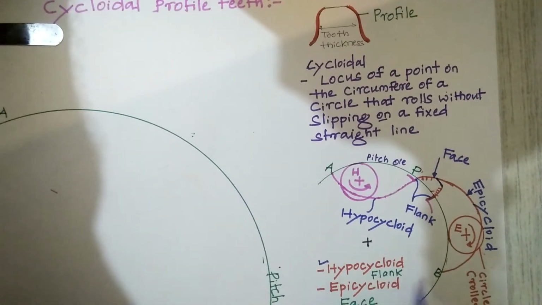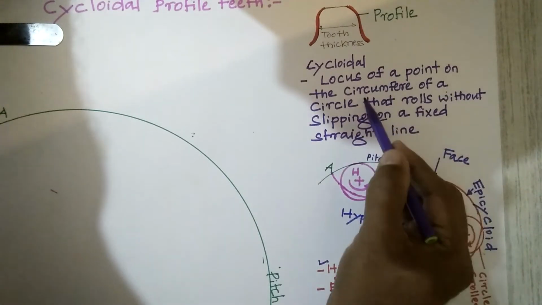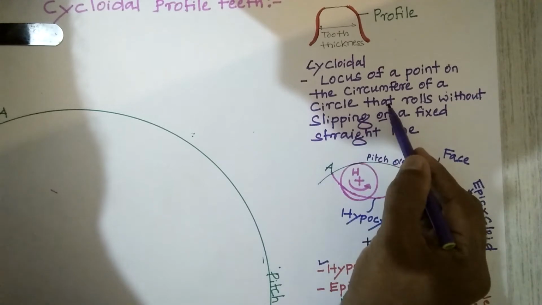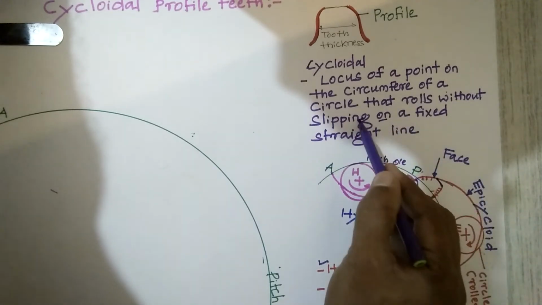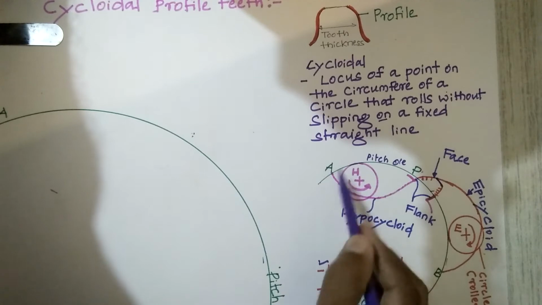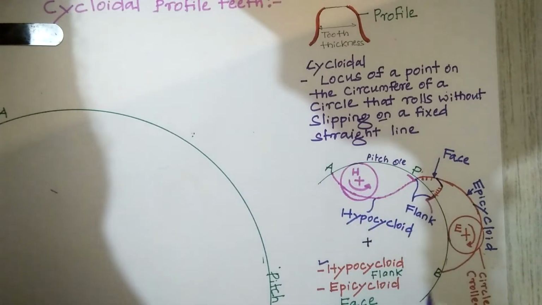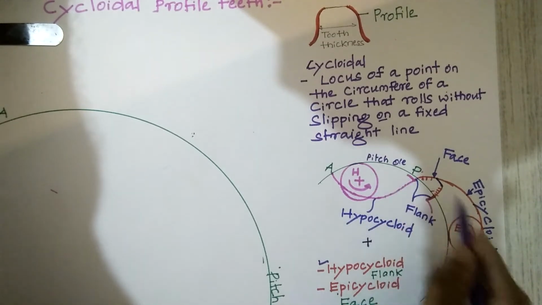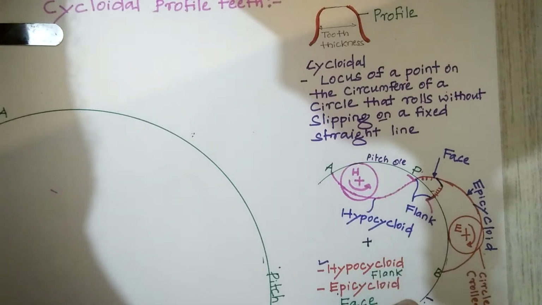Then what is the epicycloidal? You take one more circle. I have taken this one. Here one more circle. What is the definition? The same definition will be there. Locus of a point on the circumference of a circle that rolls without slipping on the pitch circle, on one more circle. Okay, this is also a circle only. When it comes as hypocycloidal, it rolls inside the circle. Epicycloidal means it rolls outside the circle. I hope that you got it.